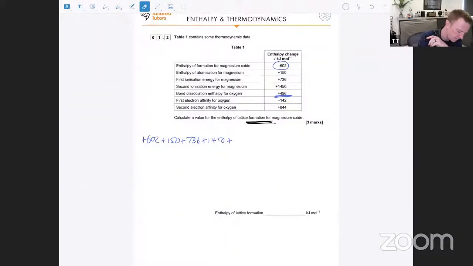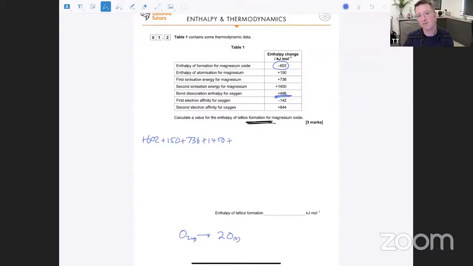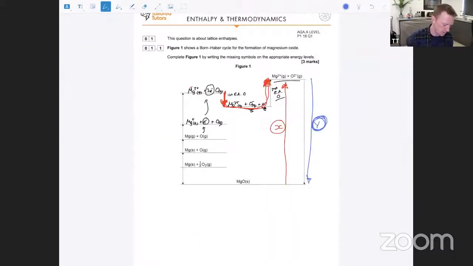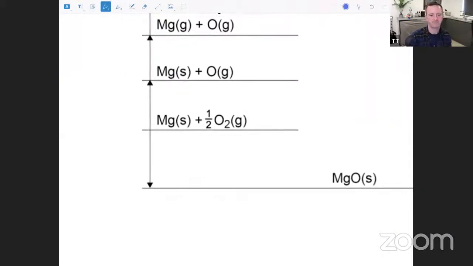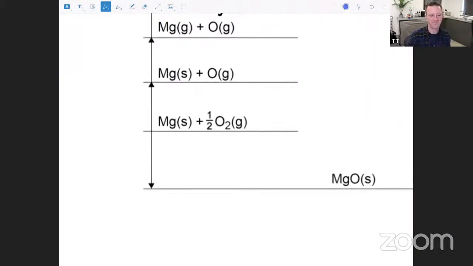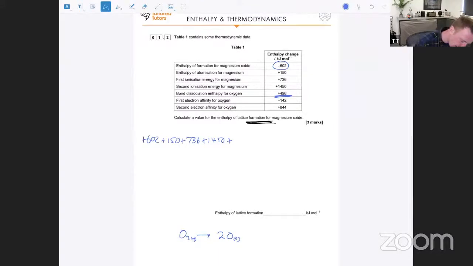If I was to write the bond dissociation enthalpy for oxygen, it would look like this. O2 goes to 2O. So the bond dissociation enthalpy for 1 mole of oxygen. Are we using 1 mole of oxygen here? Careful, Kaya. No, we're not using 1 mole of oxygen. We need half a mole of oxygen. So we do need to divide by 2. So this is 496 divided by 2. We need to halve it.